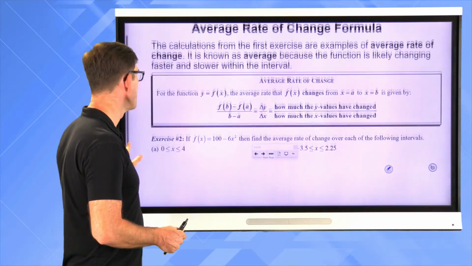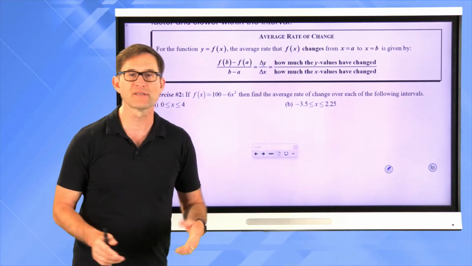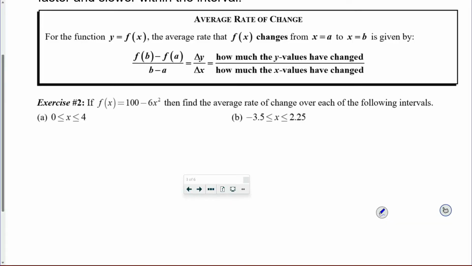Now, the average rate of change formula is one of the most famous formulas out there, so let's take a look at it. For the function y equals f of x, the average rate that f of x changes from x equals a to x equals b is given by f of b minus f of a divided by b minus a, which is the same as the change in y over the change in x, how much the y values have changed, divided by how much the x values have changed.